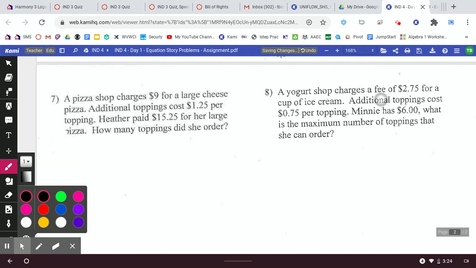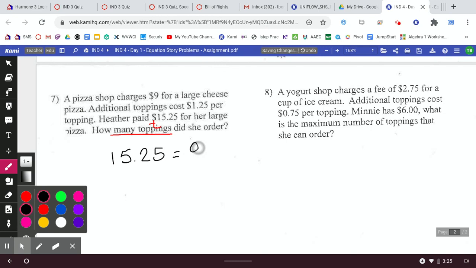All right, so again, what are we looking for? We're looking for the answer of how many toppings. That's our question. That's our unknown. So for toppings, I'm going to use T, just because that kind of makes sense to me. So we know, what do we know about this? Well, so far we know that the total amount she spent was $15.25.